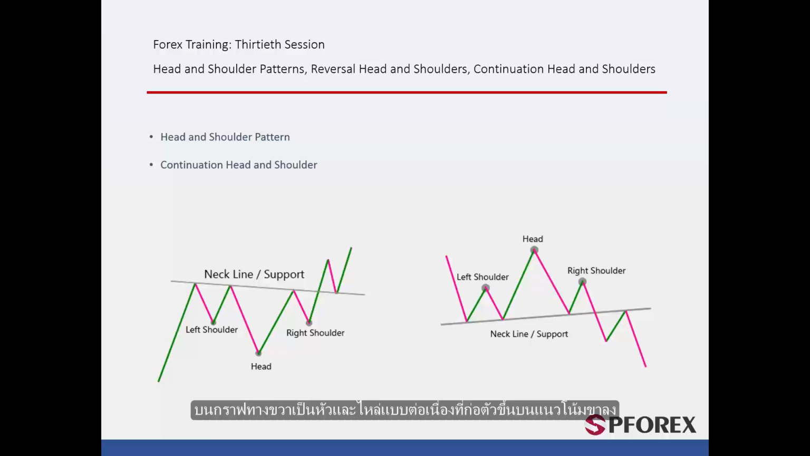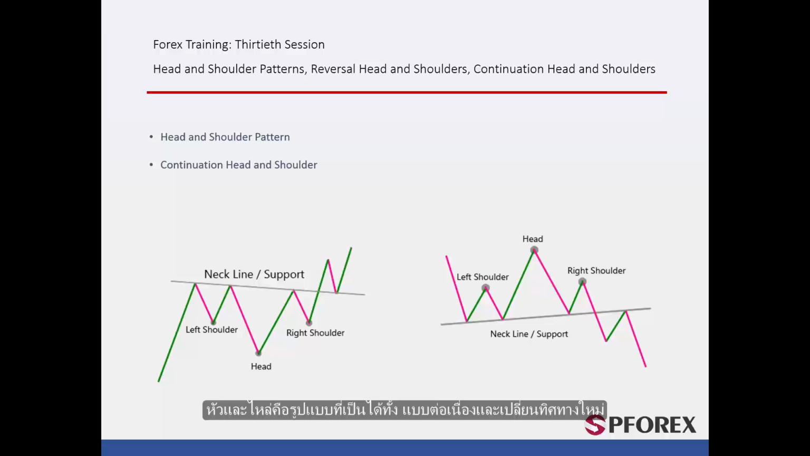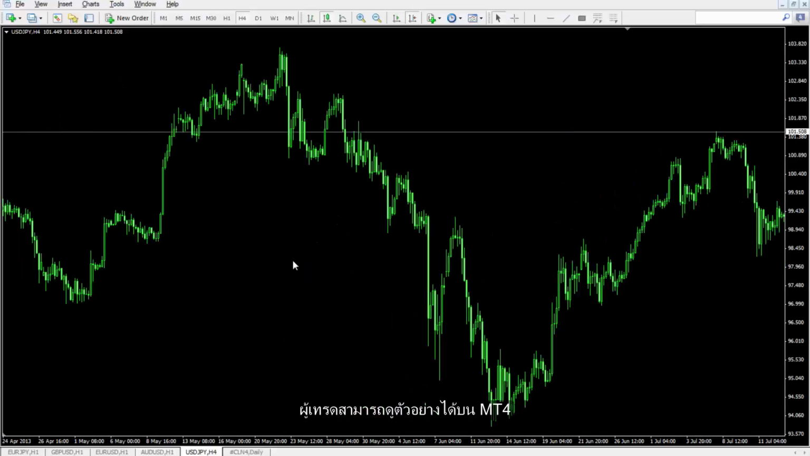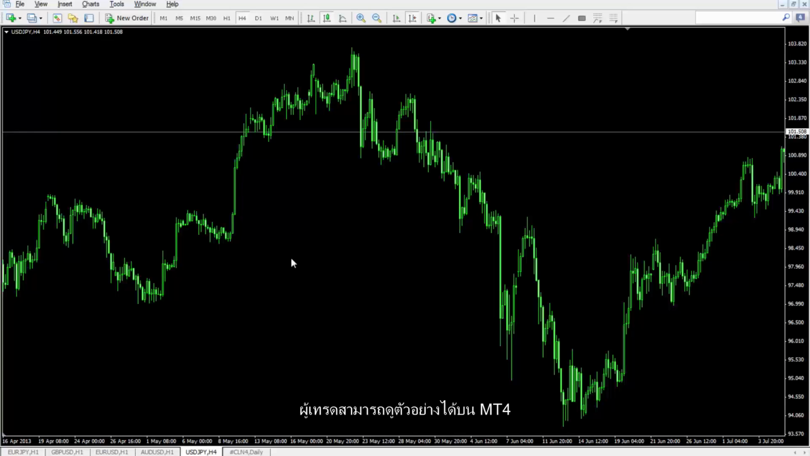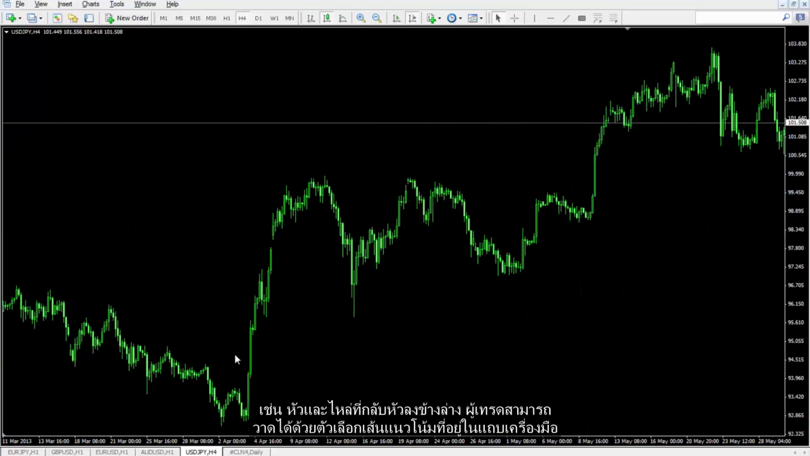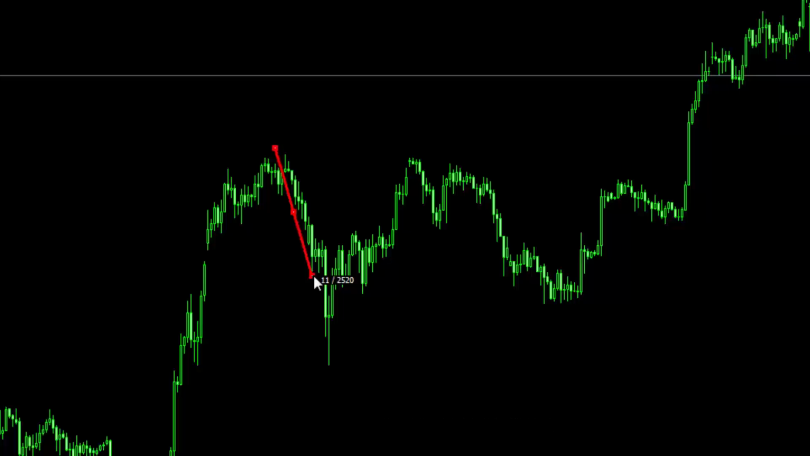On the right graph, continual head and shoulder on downtrend is formed. Head and shoulder is a unique pattern that provides both continual and reversal format. A trader can check MetaTrader 4 for several suitable examples. For instance, there is a reversal head and shoulder. A trader can draw its figure with trendline option in the toolbar.